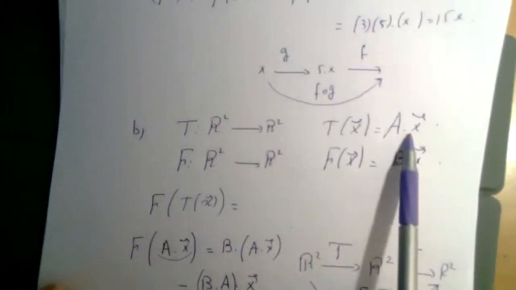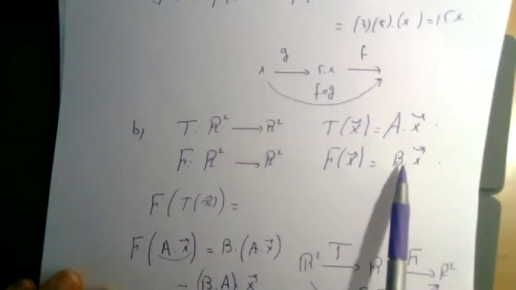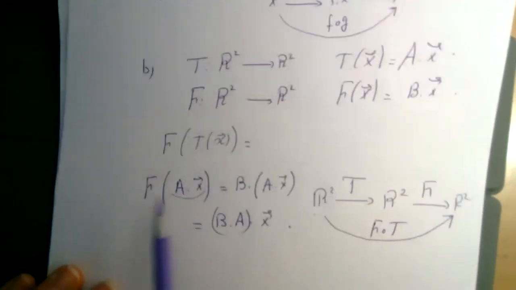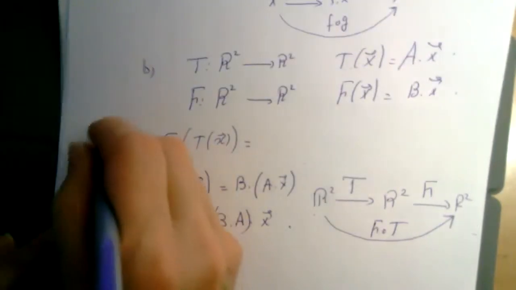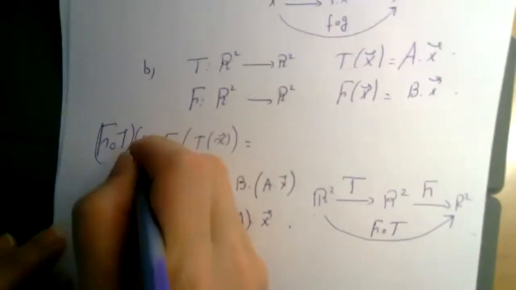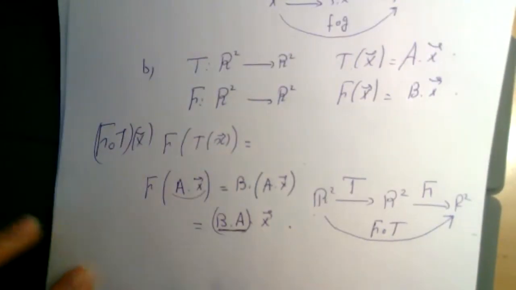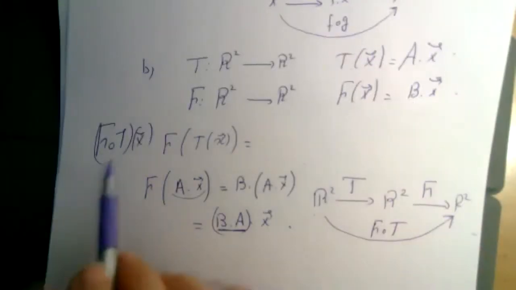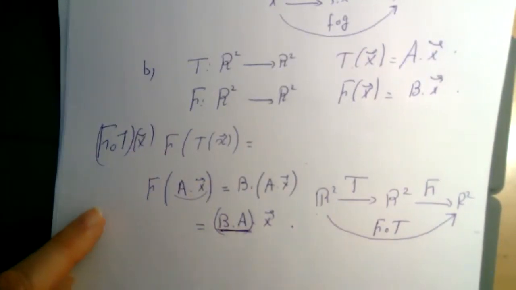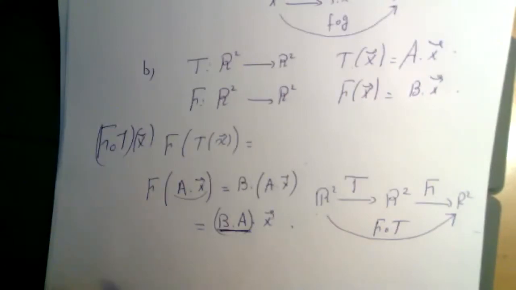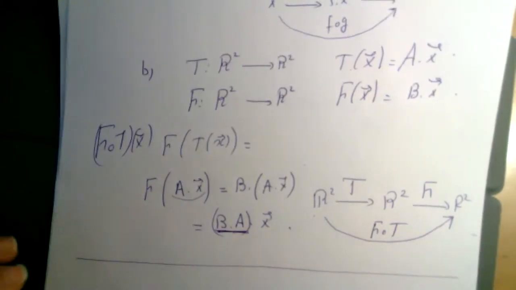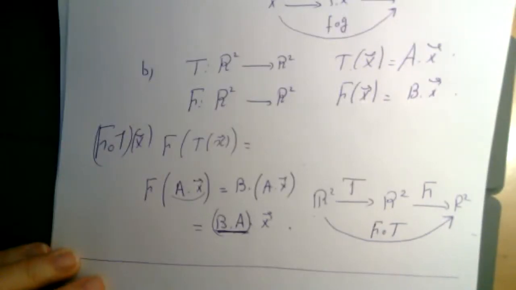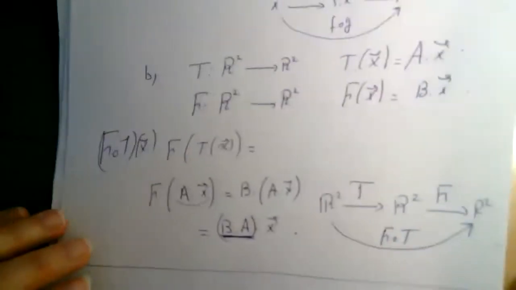So if A is the matrix for T and B is the matrix for F, what this is telling me is that when I take the composition, the matrix for the composition is B times A. So you multiply the matrices. If A is the matrix for T and B is the matrix for F, then the matrix for the composition is the product of the two matrices. That's really what this is about. Okay. Any other questions?